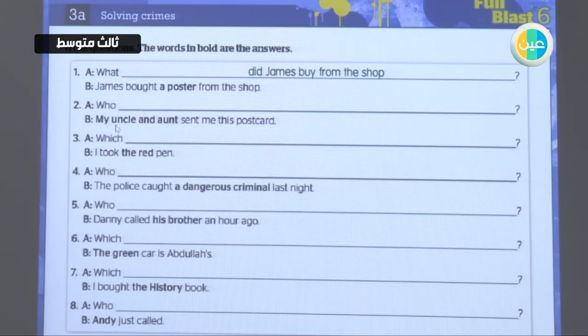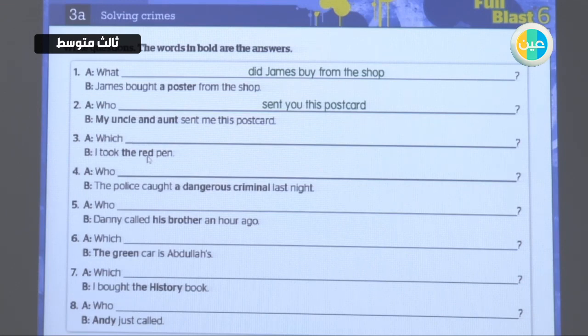Is it a subject or an object? Okay, so the answer will be, who sent you this postcard? So we use the WH word plus a verb. Why? Because we're asking about the subject. The third example, which? I took the red pen.